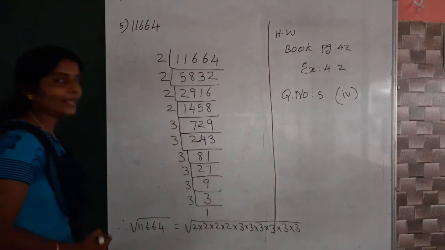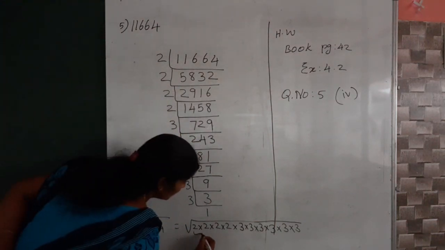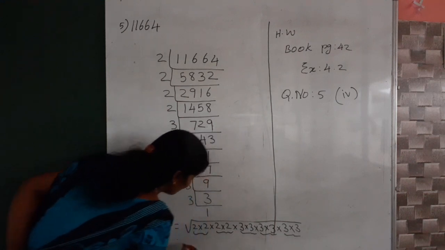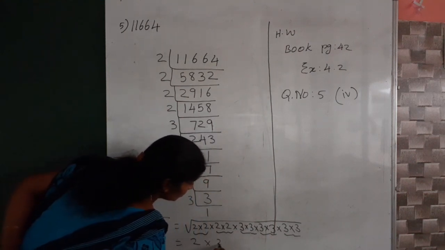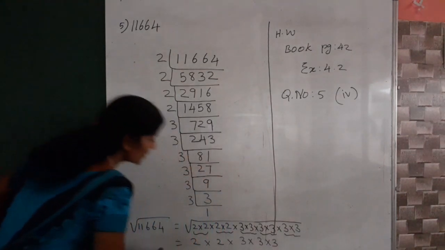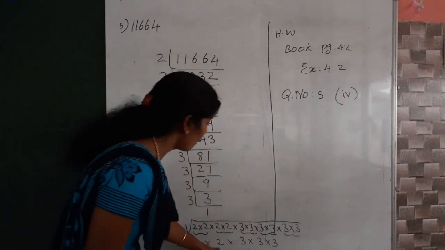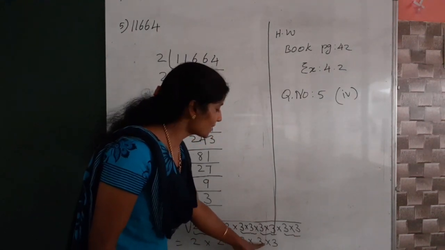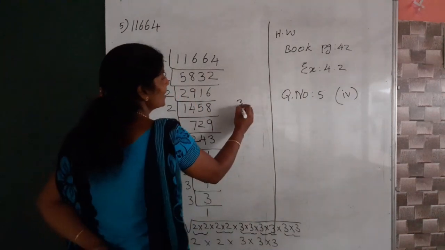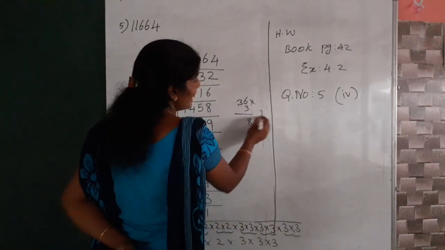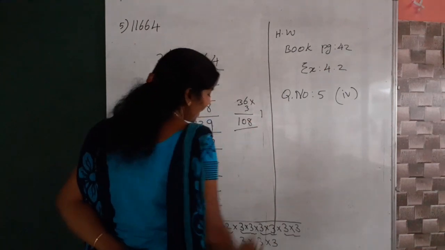Now we can take 2 in 1 outside. 2 in 1 outside. Okay. Now we get 2 into 2 into 3 into 3 into 3. Okay. Now what's the answer? 2 2s are 4. 4 3s are 12. 12 3s are 36. 36 into 3. 6 3s are 18. 1 balance. 3 3s are 9. 9 plus 1, 10. 108.